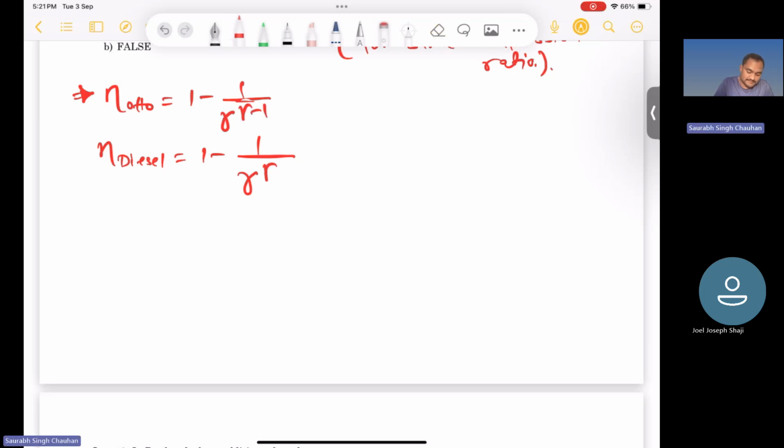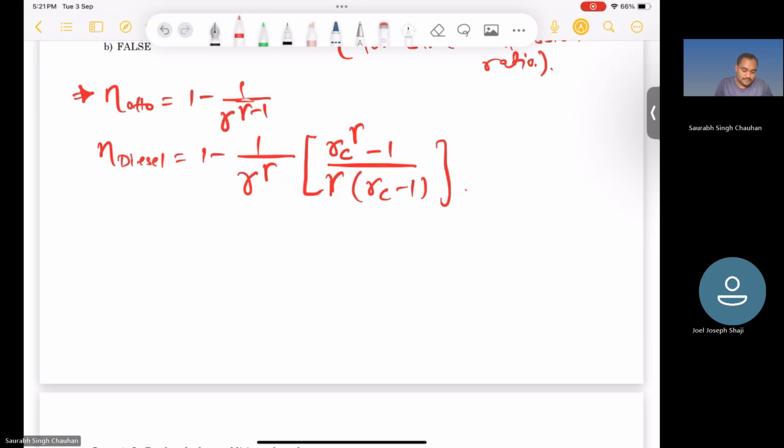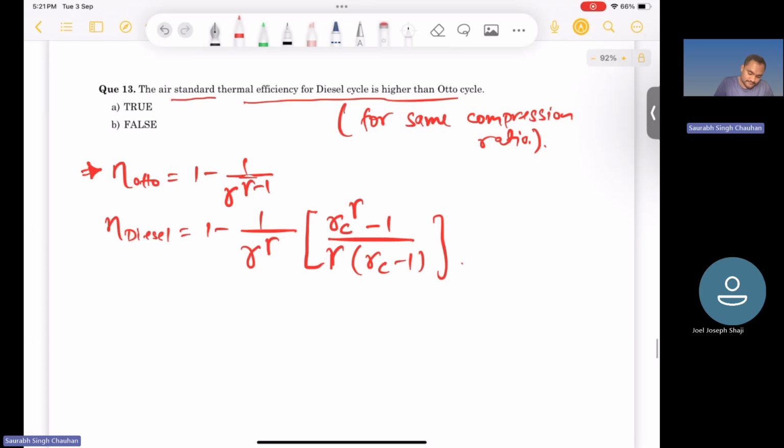Okay, so the first few steps are the same, but there is something else for the diesel engine. RC is basically the cutoff ratio. We have discussed the cutoff ratio in some previous question. The efficiency of the diesel engine is given by this formula, with the factor (RC^gamma minus 1) divided by gamma times (RC minus 1), multiplied by (1 over R^(gamma minus 1)). So for the same compression ratio, R is the same.